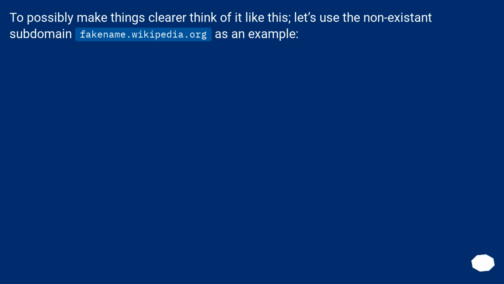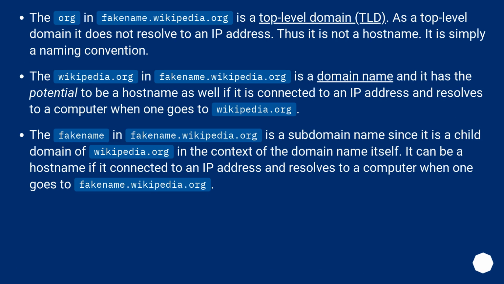To possibly make things clearer, think of it like this. Let's use the non-existent subdomain fakename.wikipedia.org as an example. The org in fakename.wikipedia.org is a top-level domain, TLD. As a top-level domain, it does not resolve to an IP address. Thus it is not a host name. It is simply a naming convention.